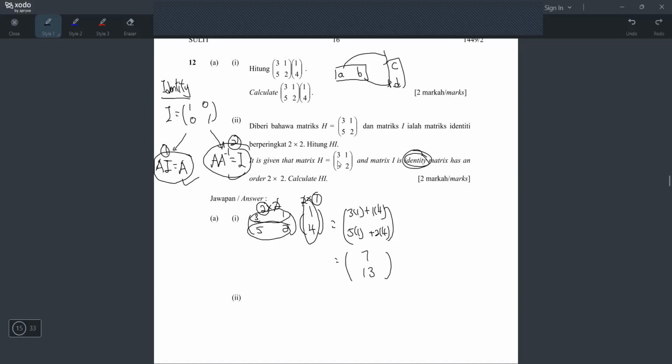Okay, it is given that matrix H is 3152 and matrix I is the identity matrix of order 2 row 2 column. This is important, it must be 2 row 2 column. And then calculate HI. So H multiplied by I. So what is matrix H? What is matrix I? Matrix H is 3152, matrix I is 1001.